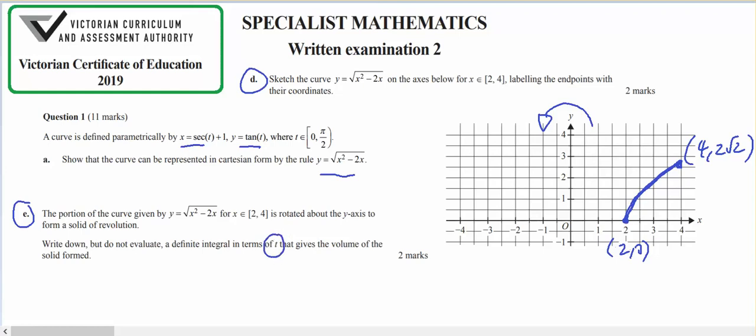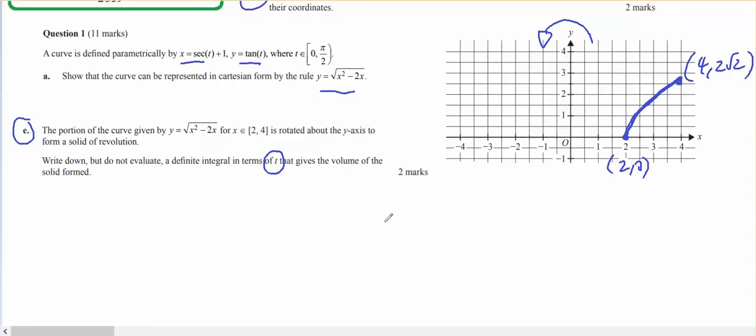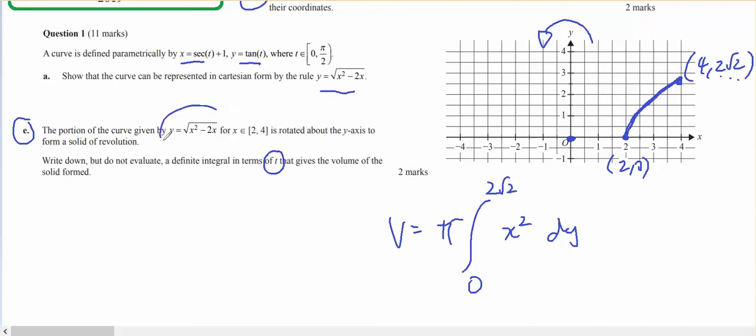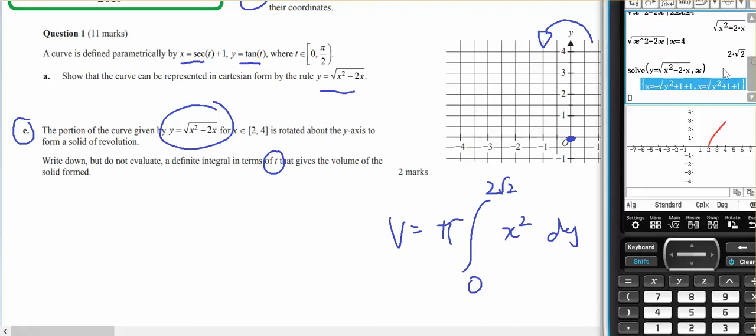Okay, so not in terms of x and y. If it was in terms of y, the volume's going to be pi, the integral from the lowest y value, which is 0, to the highest, which is 2 root 2, of x squared dy. And if I put this on my calculator and I solve that for x, I get these two expressions.